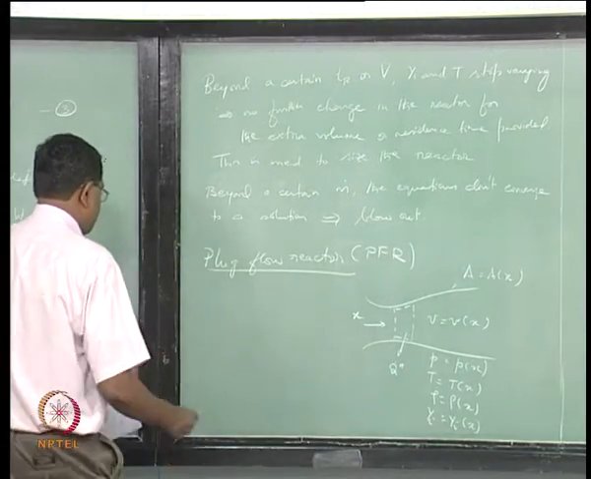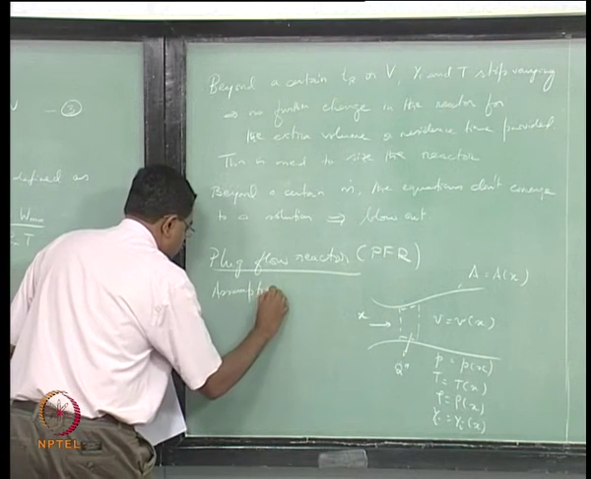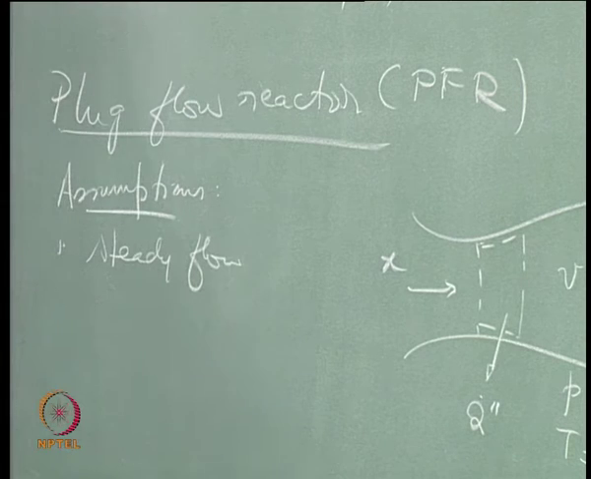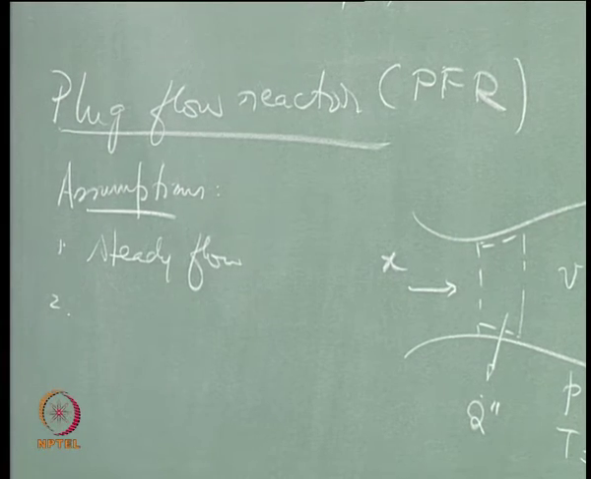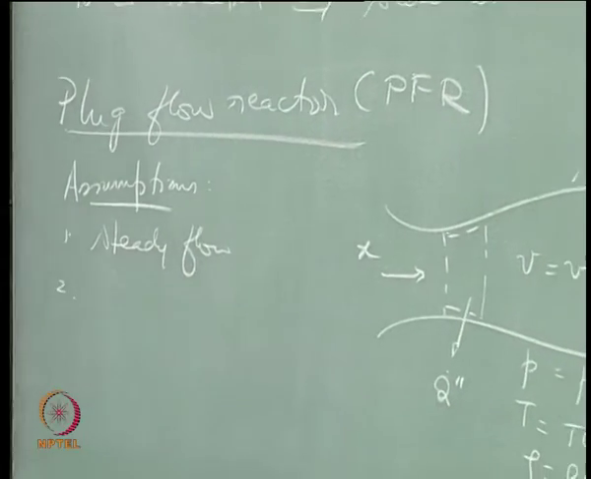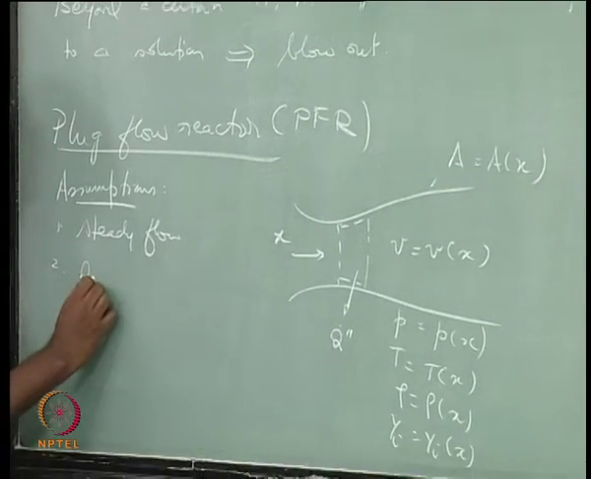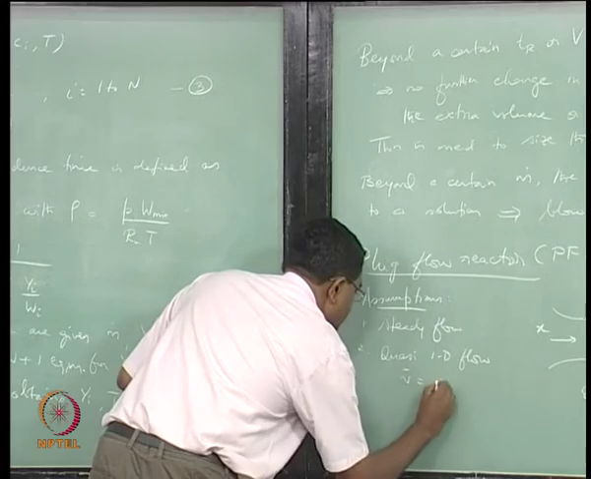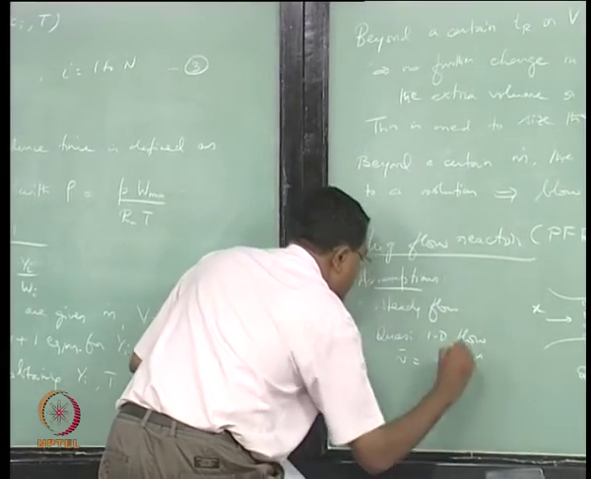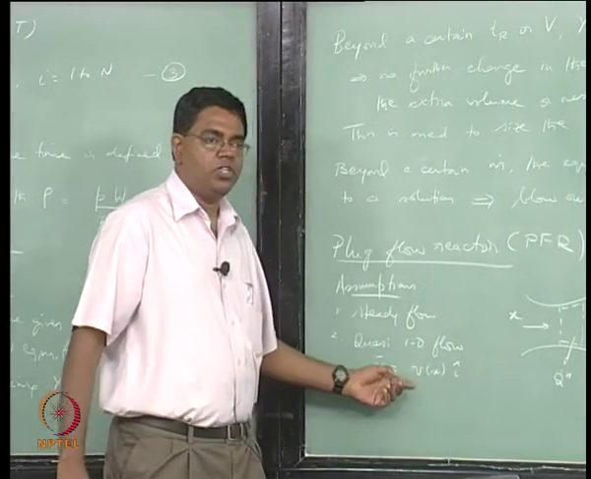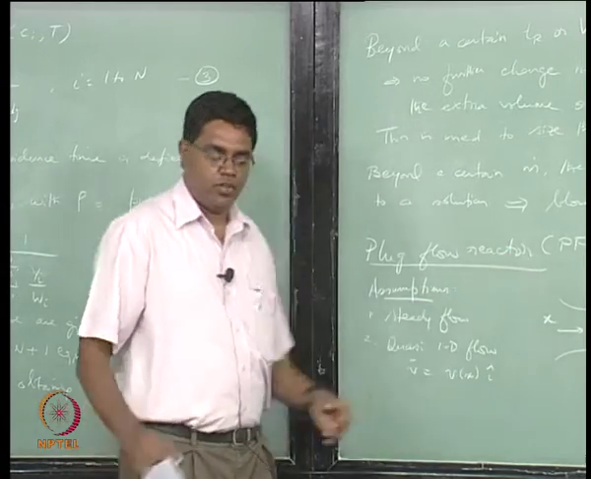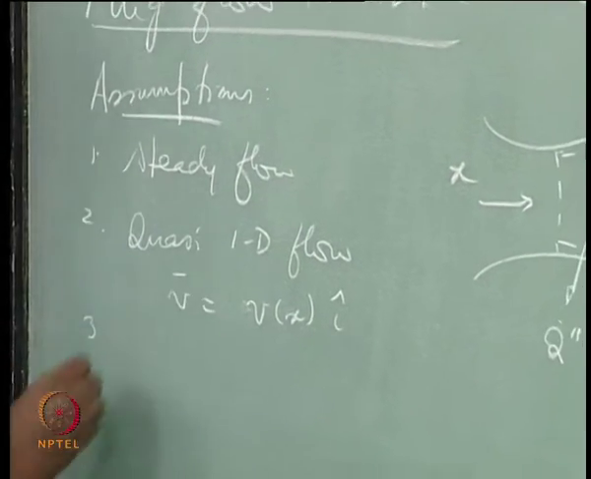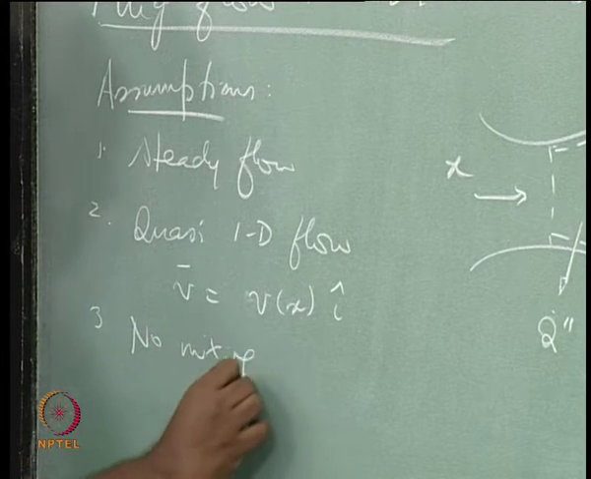So assumptions, first is steady flow. What goes in should come out right away. Right away is the key point. That means there is no accumulation or depletion. Okay. Quasi 1D flow. That means the velocity v is equal to v of x i vector. So this v of x that we are talking about is a quasi one dimensional velocity. It is not the axial component of velocity in the real flow. We now assume no mixing in the axial direction.